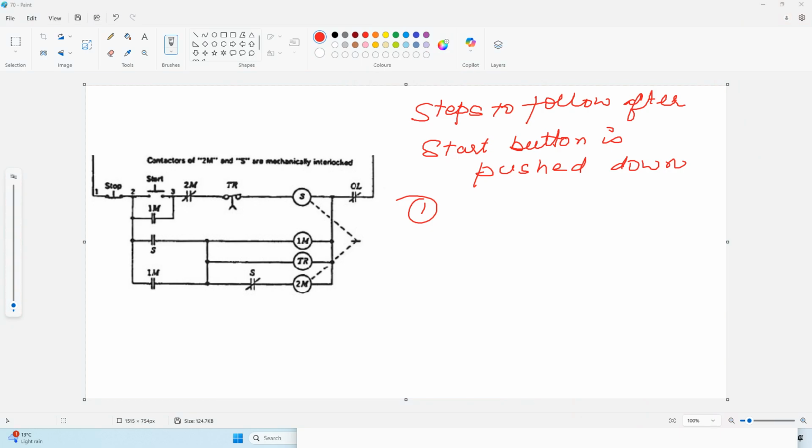All right, can I have your attention on the board? I need you to stop copying and just pay attention, because if you can understand this, nothing in motor control will bother you. Okay? So, the moment we push the start button down, just follow my red ink. Okay? What would happen? S coil will energize.